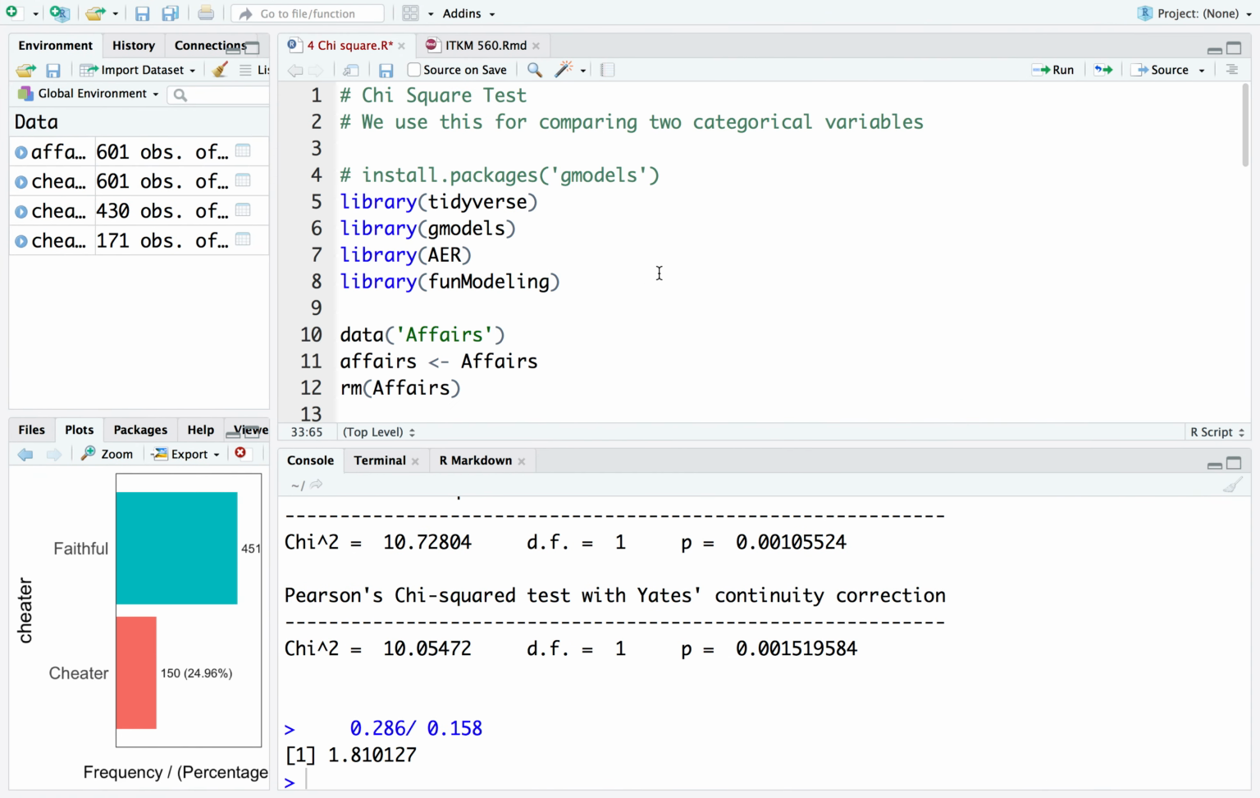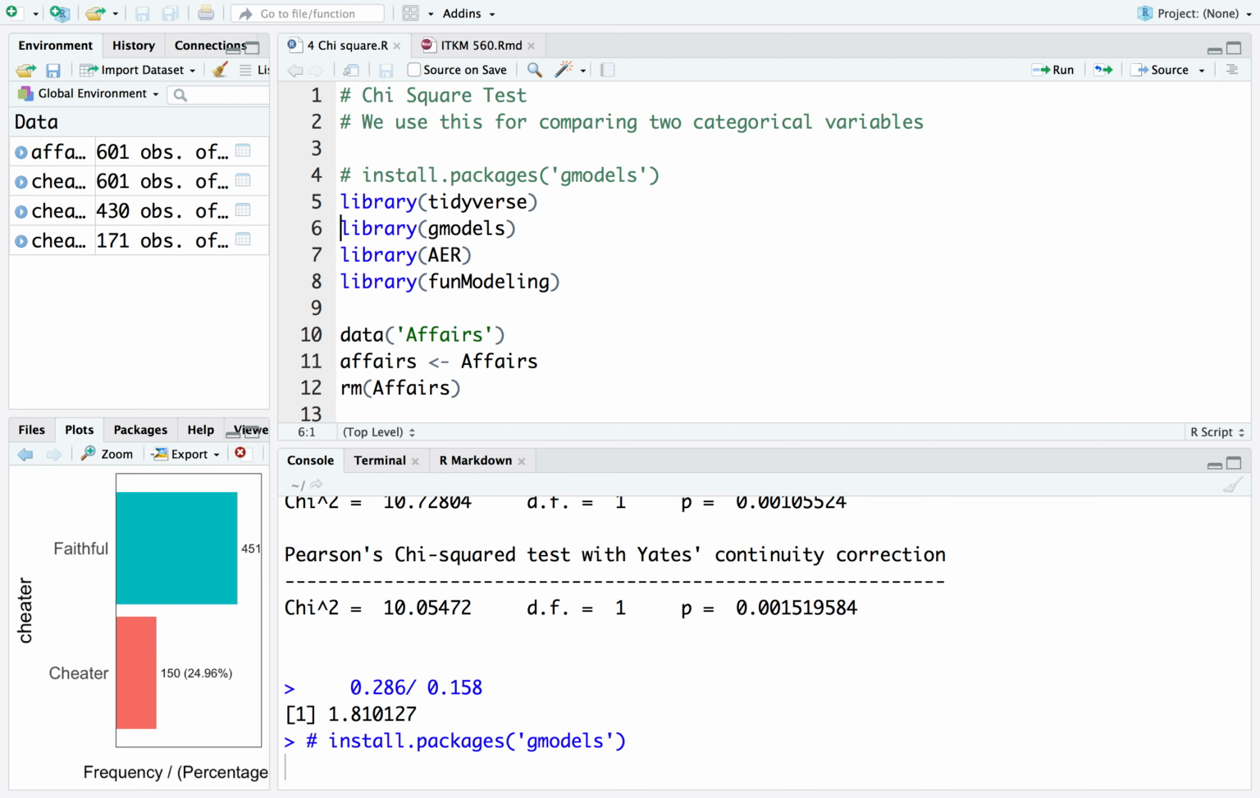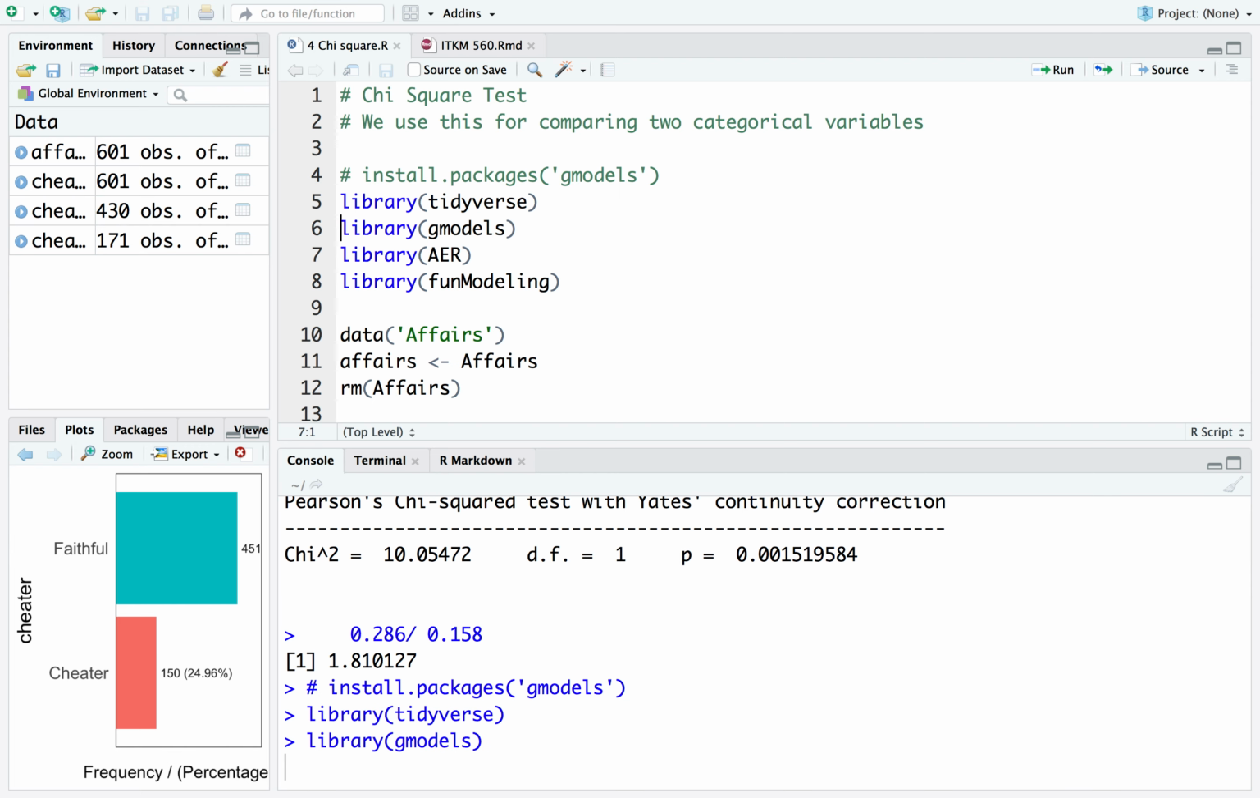This video is on the chi-square test. So today for the chi-square test, we are going to use the tidyverse package and the gmodels package. The gmodels package is where the chi-square test will be performed.